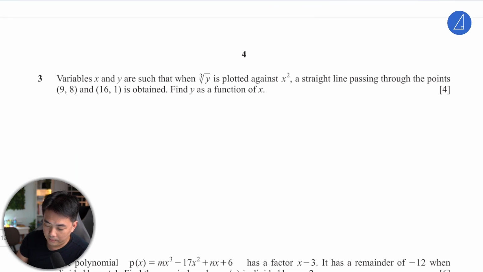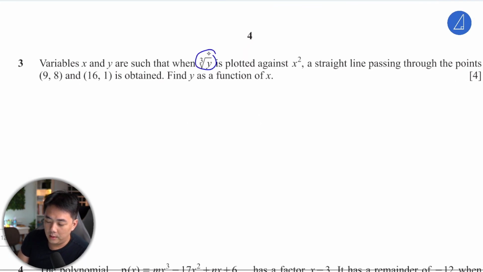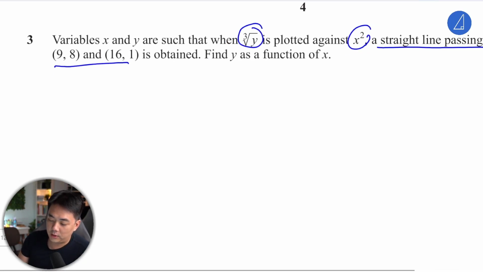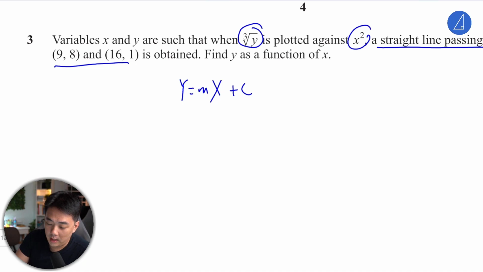The next part: the variables x and y are such that when the cubic root of y is plotted against x squared, the straight line passes through the points (9, 8) and (16, 1). Find y as a function of x. What we need to understand in this case is that we try to find capital Y equals mX plus c, where capital Y is the cubic root of small y, and capital X is actually x squared.